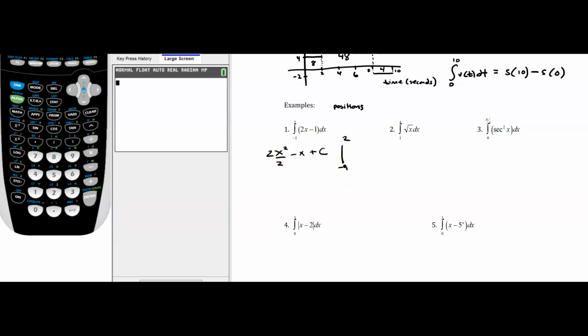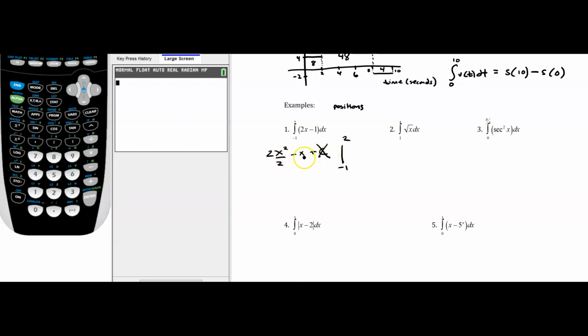But one thing I want you to notice before we even do that: if I plug in 2 here, and then I subtract what I get when I plug in -1, can you see that the c is going to cancel out? You're going to end up with a c minus a c. So as a result, when we do definite integrals, we actually never need the c. So my work would literally look like this.